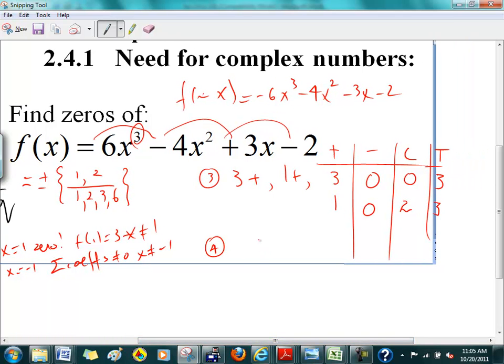So first of all, you're going to write the coefficients down. So 6, negative 4, 3, negative 2, and then so on. What do you want to try?